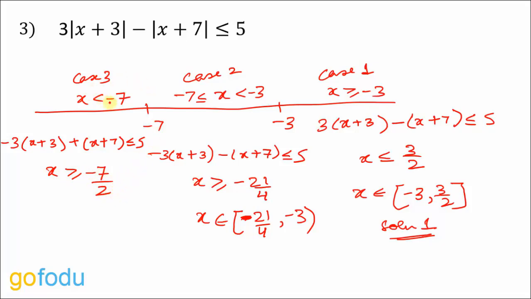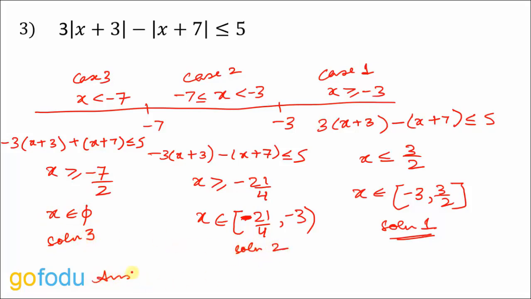Take its intersection with this condition and you will realize that there are no common elements in both these ranges. Okay. So the intersection of these two regions will give a null set. X belongs to phi. This is our solution 3. This was our solution 2.